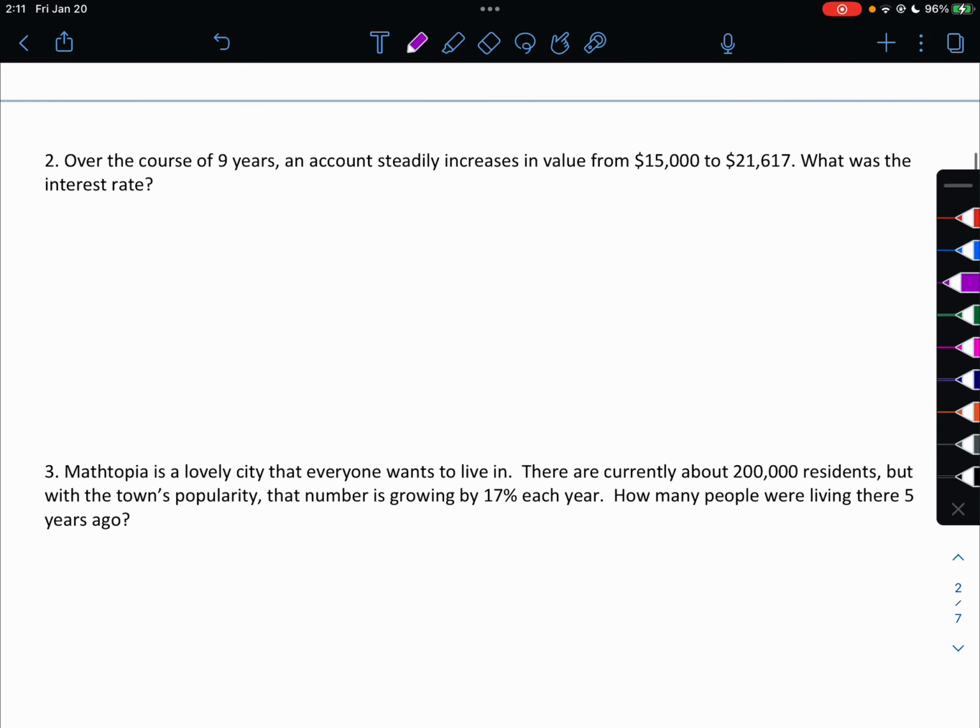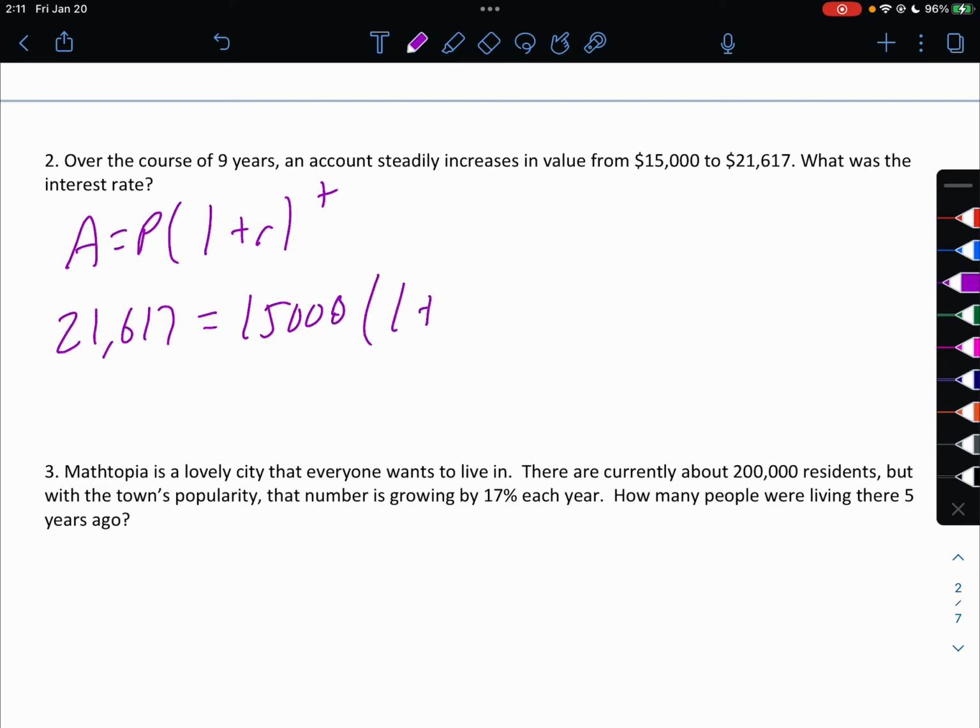Second one, over the course of 9 years, an account steadily increases in value from 15,000 to 21,000. What was the interest rate? So that's our simple interest formula, which is going to be A equals P times 1 plus R to the T. We are currently at 21,617. We started at 15,000. And 1 plus R to the 9.